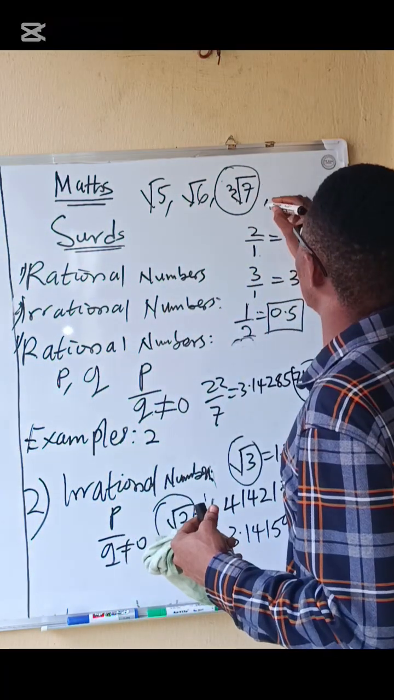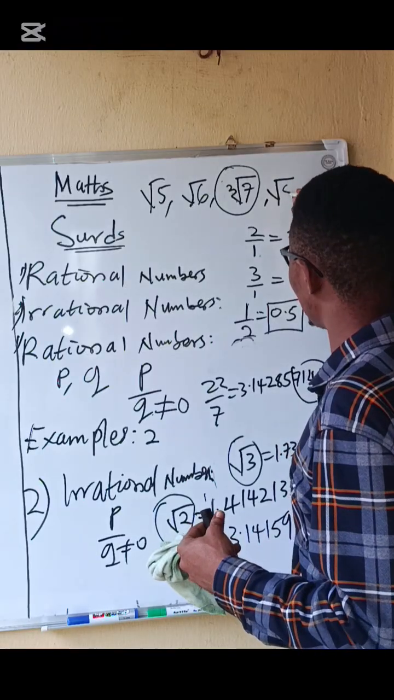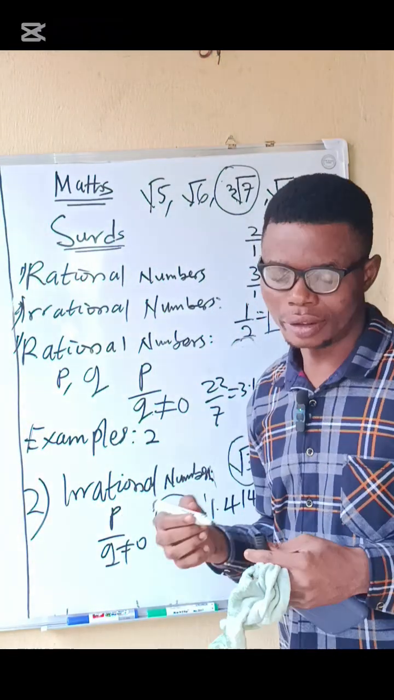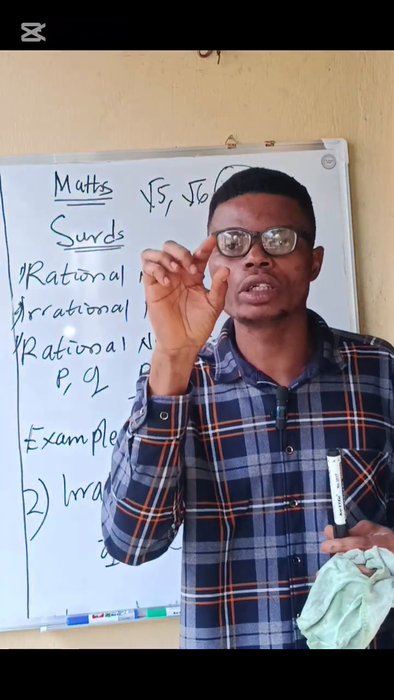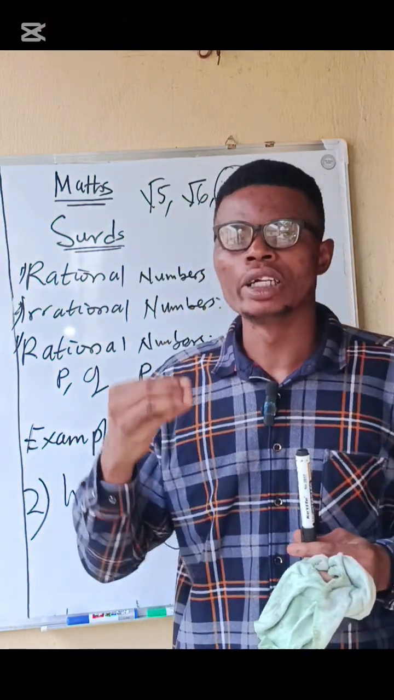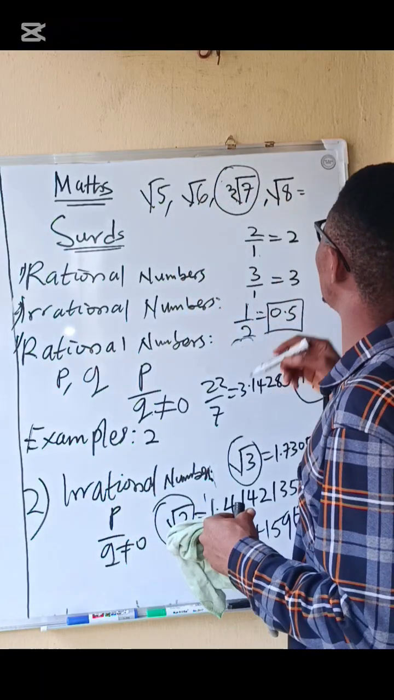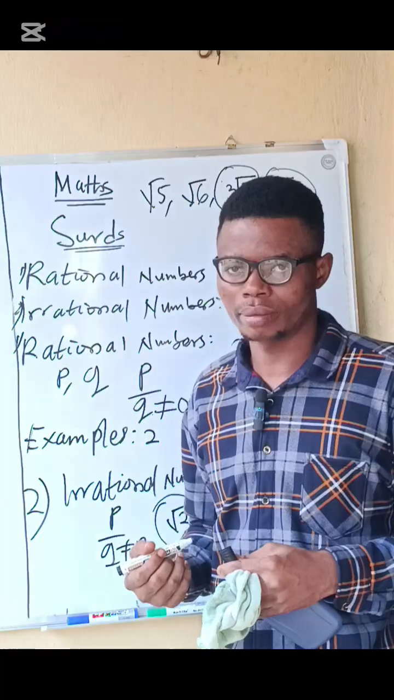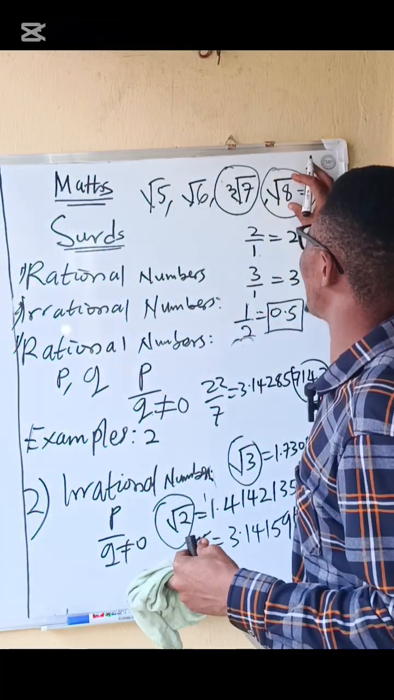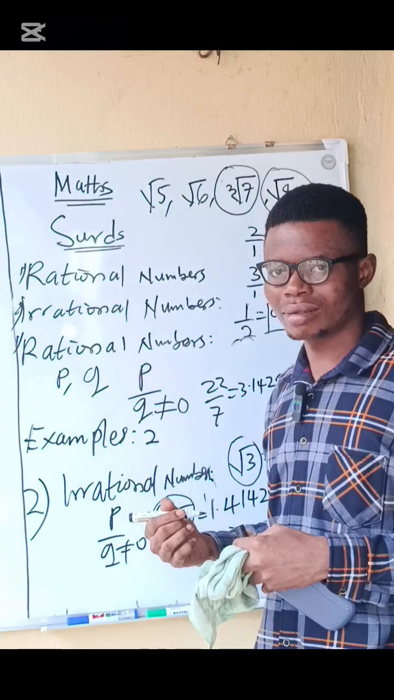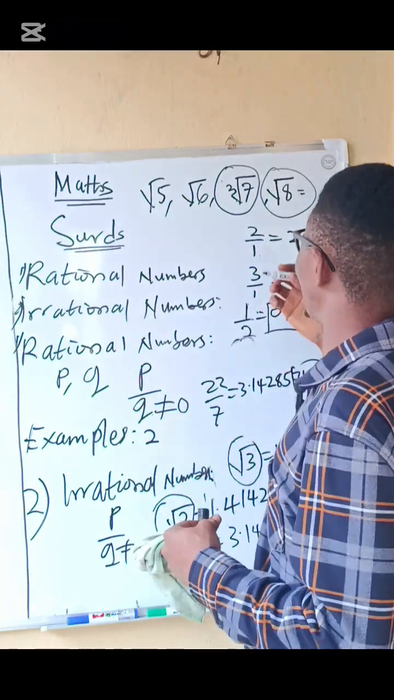Another example is root 8. You find the value of root 8, what are you going to have? Decimal point. So if I ask you to find two integers such that when you divide, you have this number, you won't be able to do that operation. So in that case, square root of 8 is an irrational number.